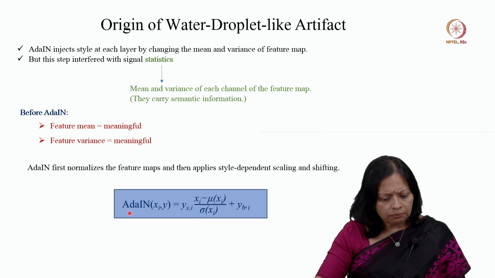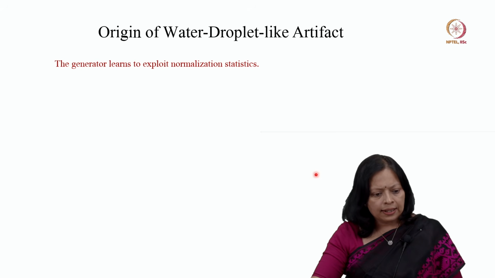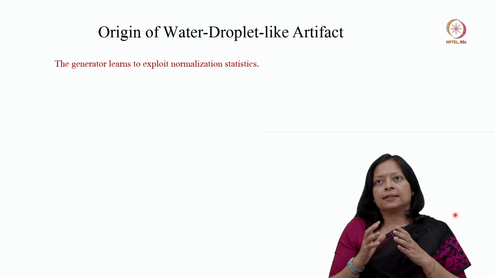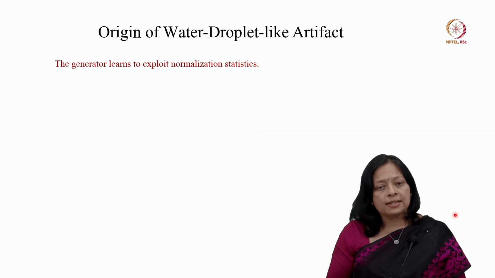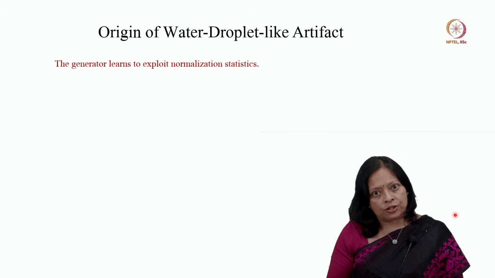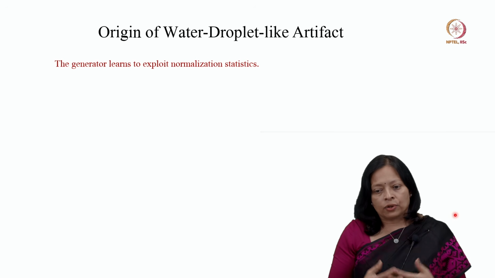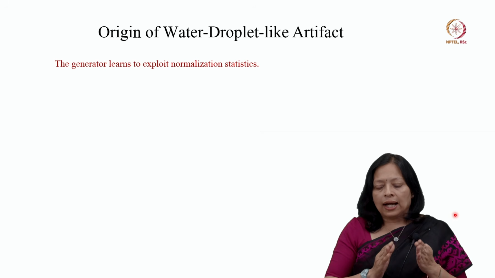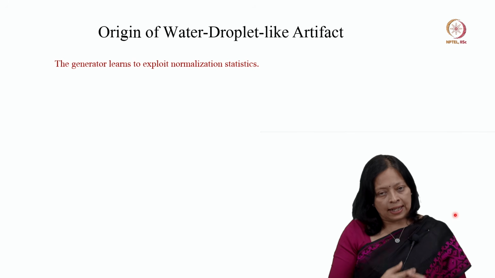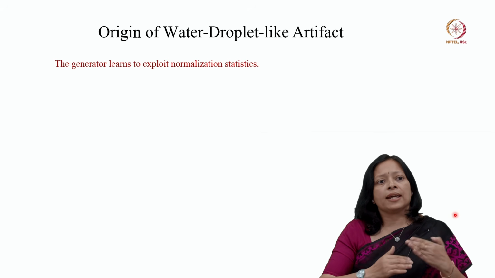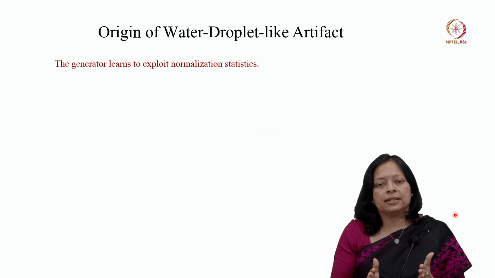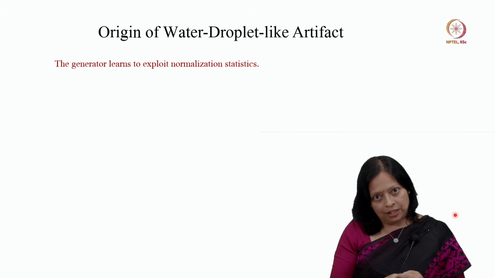Now, what happens here is when AdaIN normalizes the mean and the variance, the generator also learns to exploit the normalization statistics. What I mean exactly is, when the mean and the variance are normalized in AdaIN, what are they trying to do? They are trying to remove the semantic information or the style information that is present in that feature map and then inject the new styles.